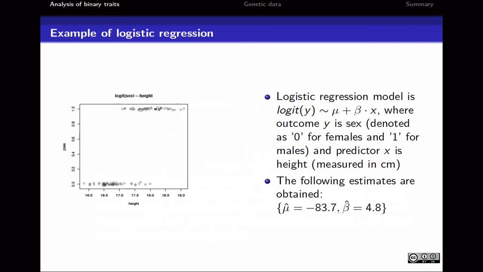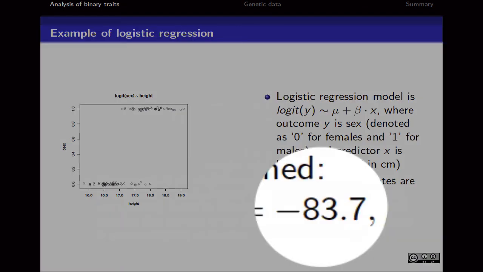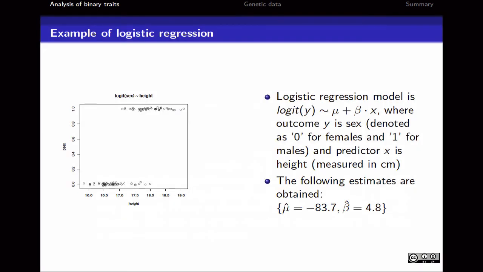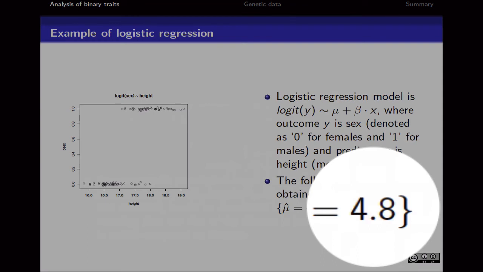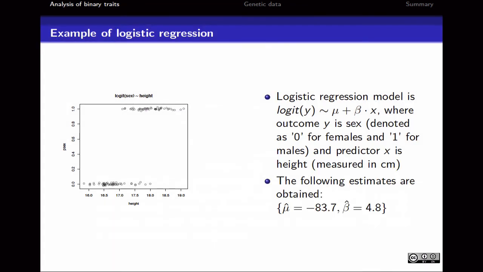Now, if I turn the problem all the way around and I estimate a logistic regression model, then I obtain the following estimates of the regression coefficients. I obtain the estimate of intercept of minus 83.7, and the beta coefficient is 4.8. Now I want to ask you, what would be the physical interpretation? So how would you relate these numbers to the data?